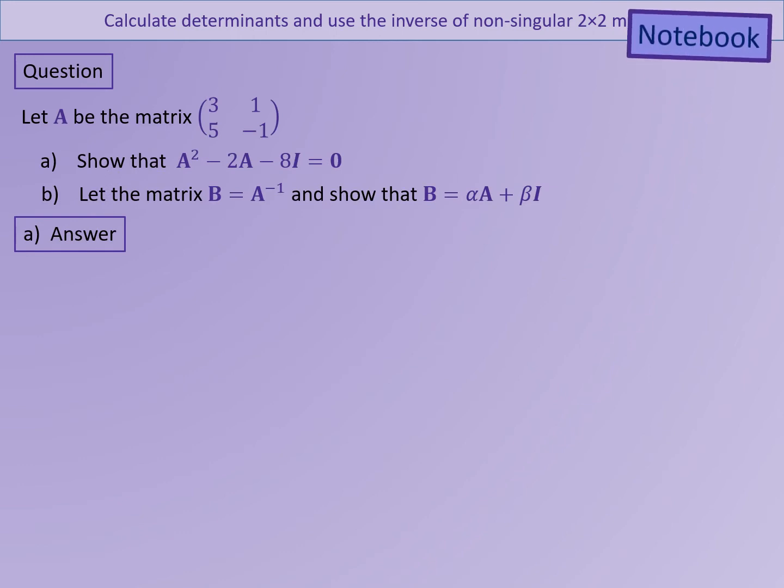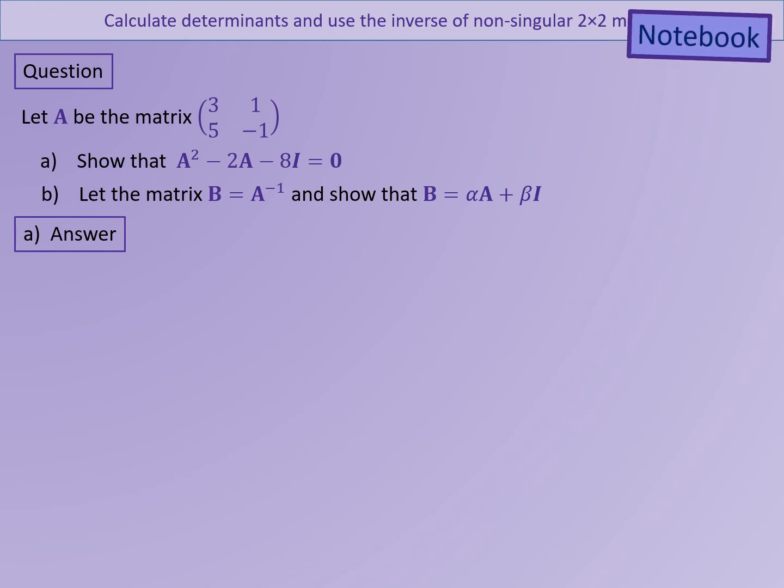So in this question, we're going to look at how matrices can sometimes satisfy certain equations. Now we're going to revisit these later on in second year when we look at characteristic equations. But for now, we're just going to start with the matrix A, which is defined as (3, 1; 5, -1). And in part A, we're just going to show that A satisfies the equation A squared minus 2A minus 8 times the identity gives us, now that's not just the number 0, that is the 0 matrix.